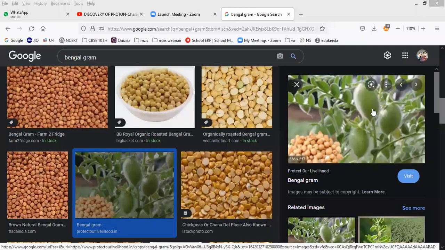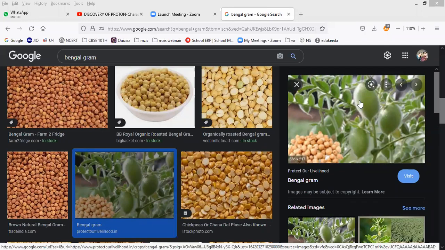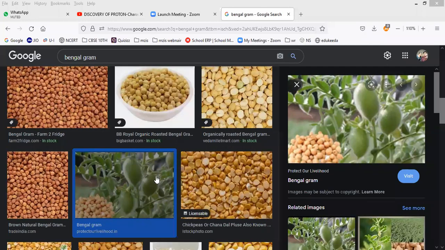Have you seen? Yes, sir. The green color coating is only a protective layer. Inside it there will be gram. Even these grams you can see.